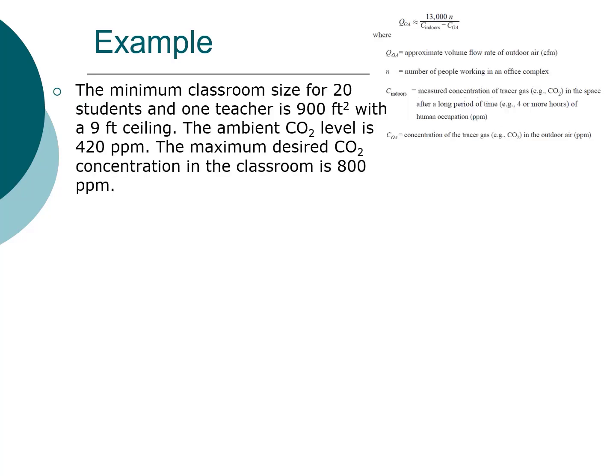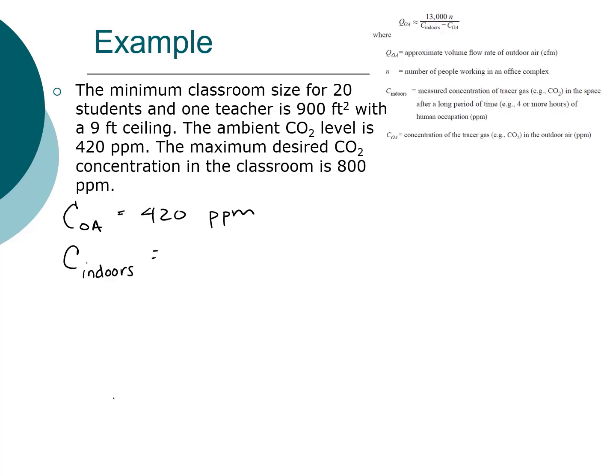So let's look at this problem here. Again, using their notation, C sub OA, or the concentration of CO2, and we're using CO2 as a tracer gas, is 420 parts per million.